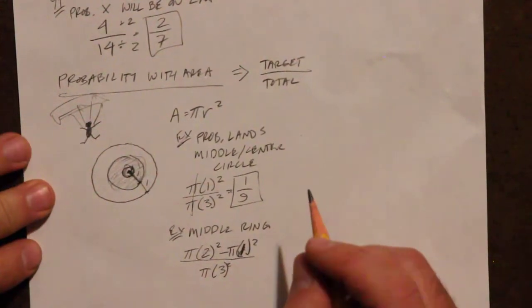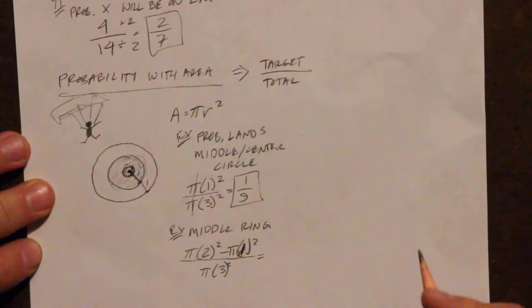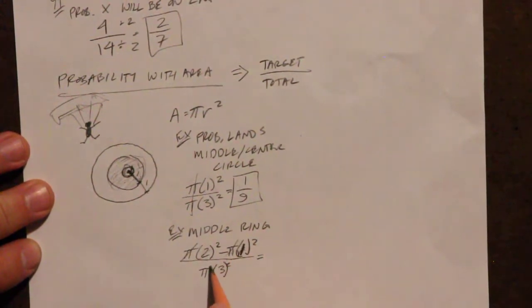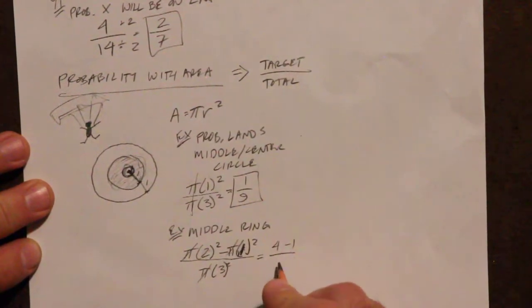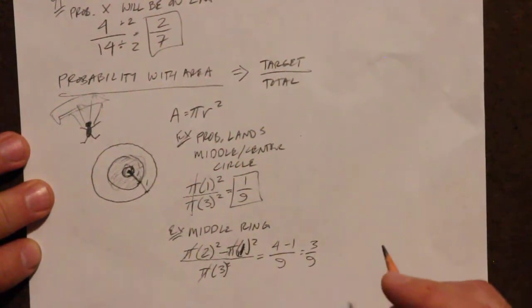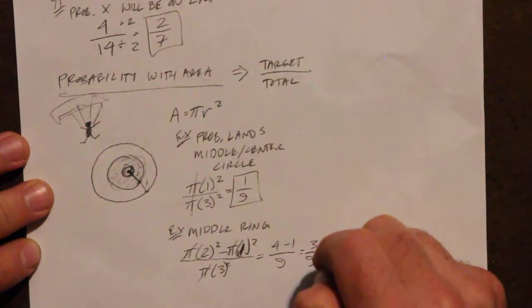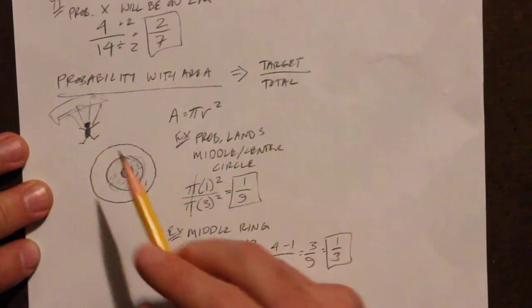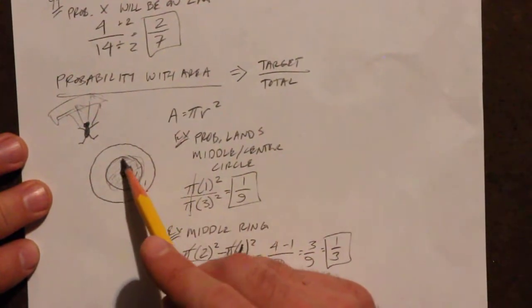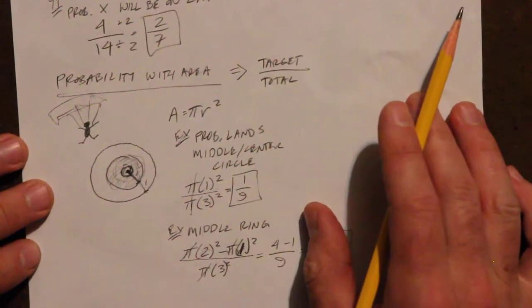Okay, now let's look at this here. Both of these terms have pi in them, and there's pi down here, so I can factor all of these pi's out. And then I end up with 4 minus 1 over 9, which is 3/9, which is 1/3. So this guy has a 1/3 chance of landing in the little donut inside there, that middle ring.